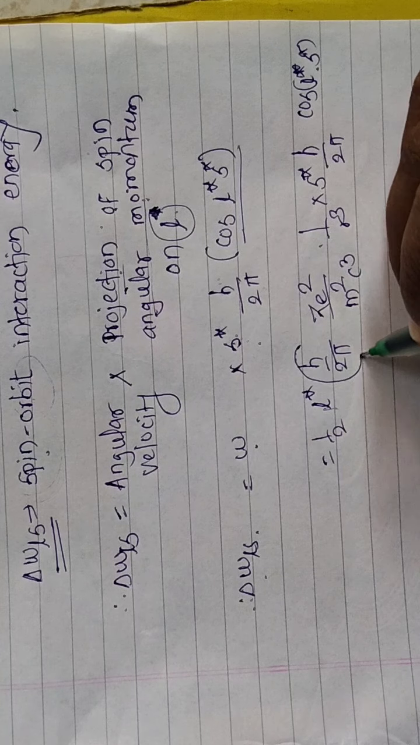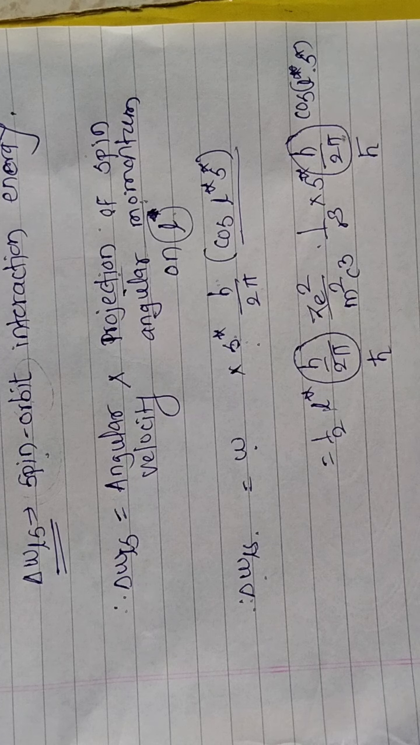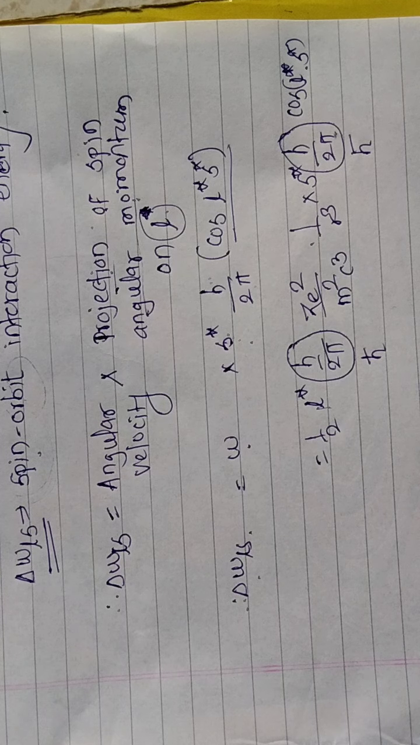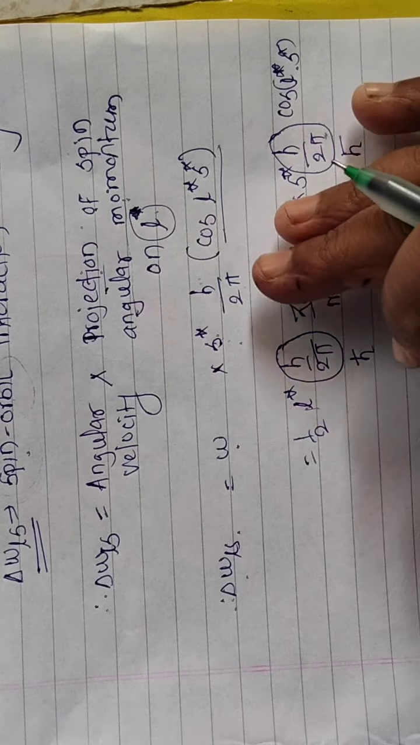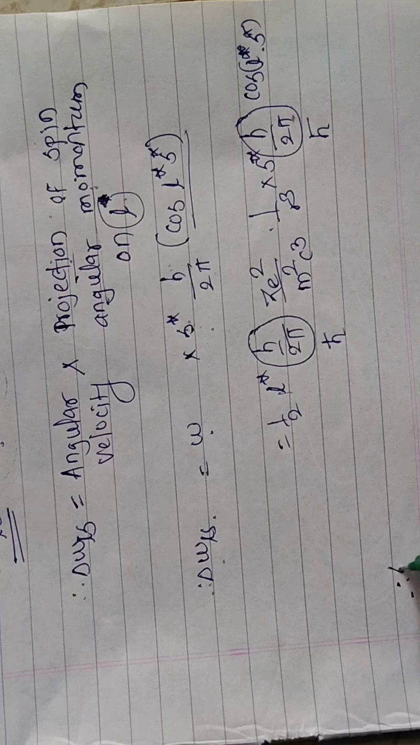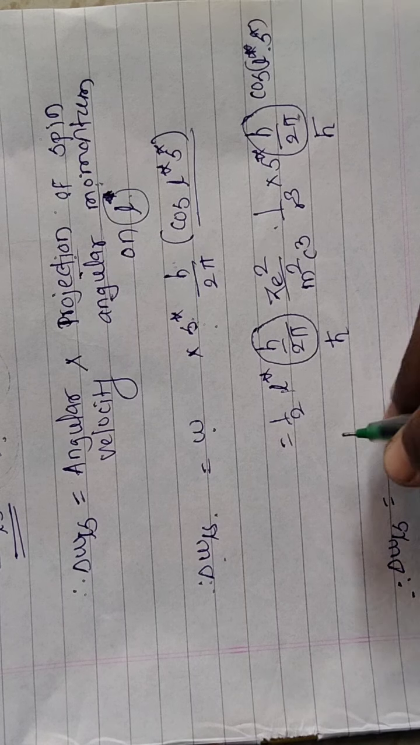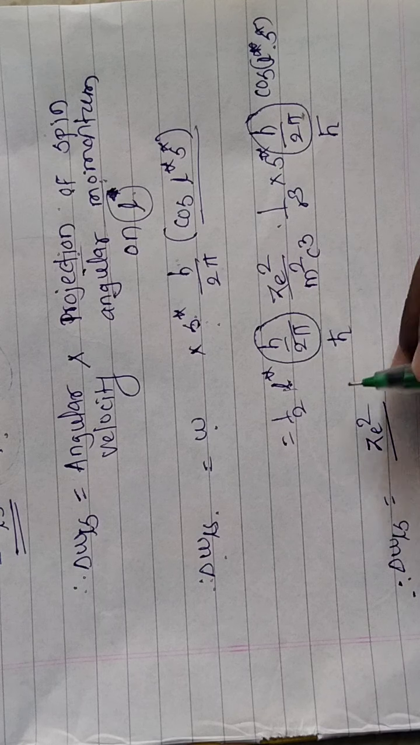Instead of h upon 2 pi we can write h cross. Then this spin orbit interaction energy is equal to z e square divided by, let us separate these, take L star S star to one side and simplify the equation.